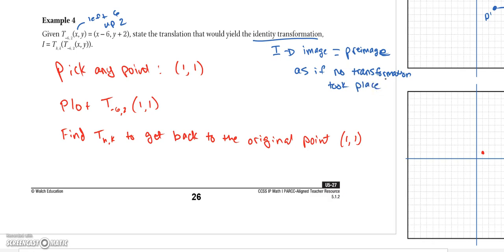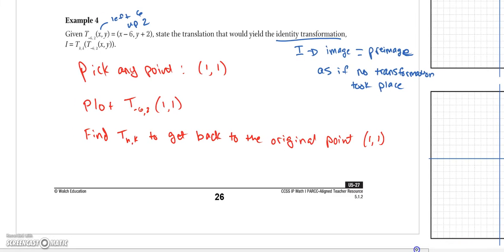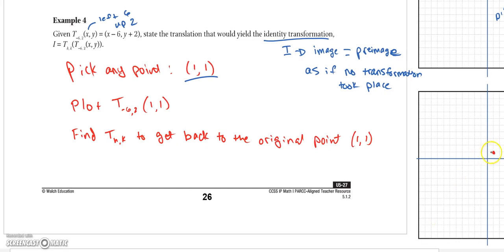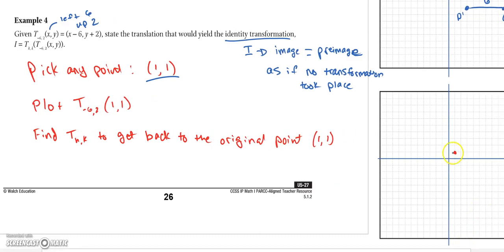Okay, so if you have an identity transformation, you could not look at the image and the pre-image and say, oh, well, something happened. Let's pick any point. I'm going to pick (1, 1). All right, we plotted (1, 1) over here. Let's perform this translation: x minus 6, y plus 2. So this is going to give me 1 minus 6, 1 plus 2, which will be (-5, 3).